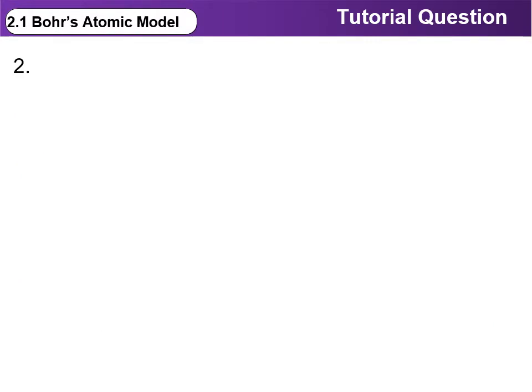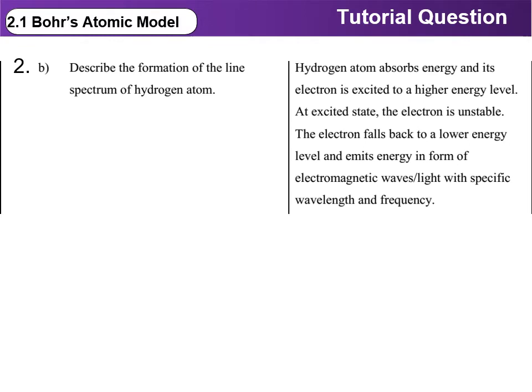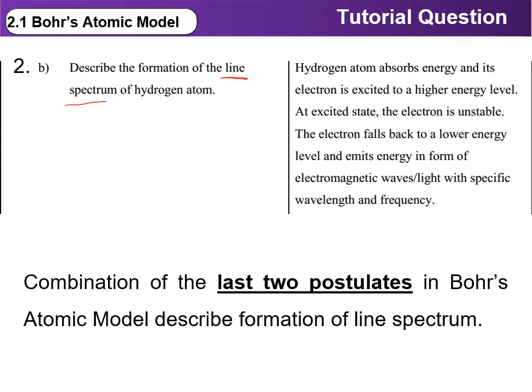Okay, let's continue with question number 2b. Describe the formation of line spectrum of hydrogen atom. So basically, this will be the combination of the last two postulates in Bohr's atomic model that we discussed in question number 1. Okay, so hydrogen atom will absorb the energy and then be excited to a higher energy level. So this is the third postulate. Do keep in mind that at excited state, the electron is unstable.